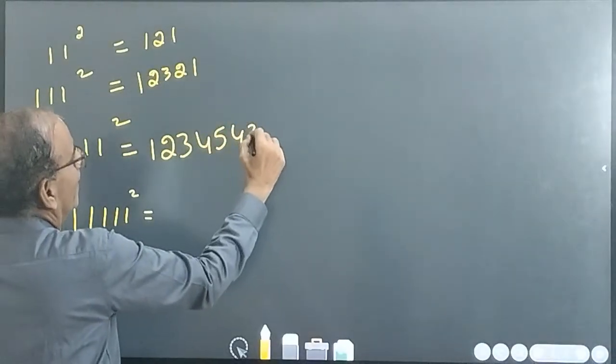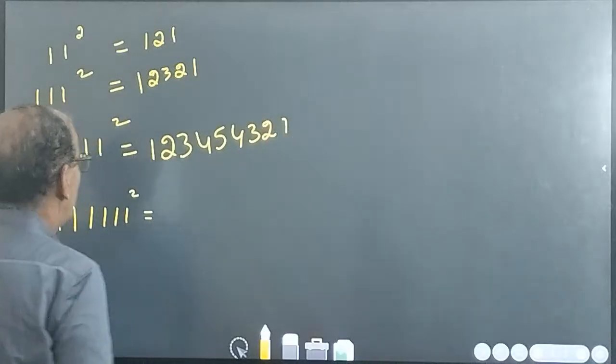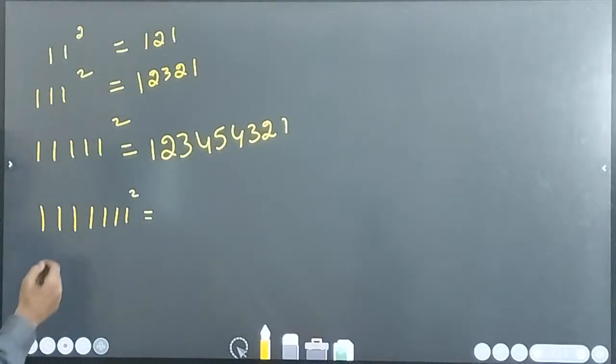Here, how many ones are there? 5 ones are there. What is the answer? 1, 2, 3, 4, 5, 4, 3, 2, 1. Same shape. 1, 2, 3, 4, 5, 4, 3, 2, 1. That is the answer. Here, how many?